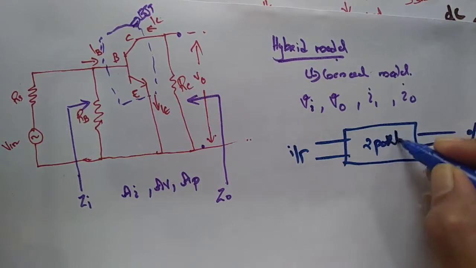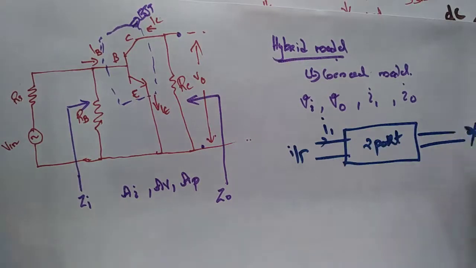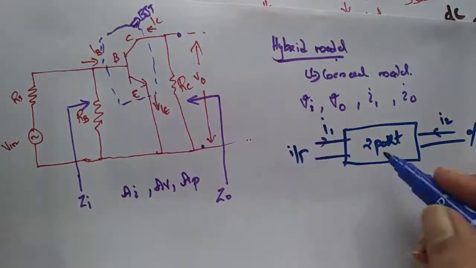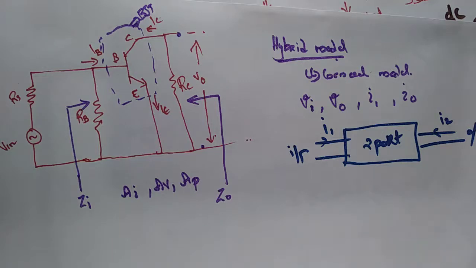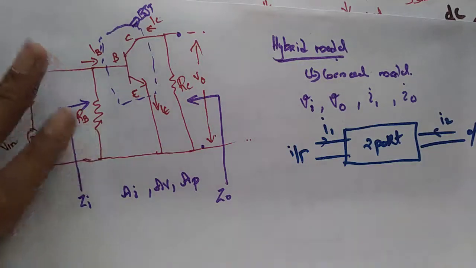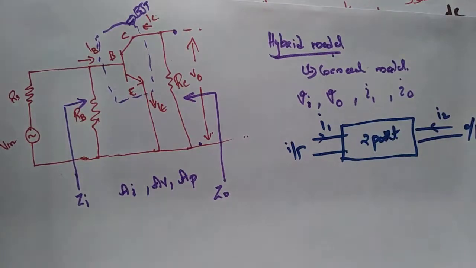The input current is Ii or I1 and the output current is I2, because here it is the collector current I2. The input voltage is Vi and the output voltage is Vo. So we are expressing it in terms of a general two-port network, and we have four parameters. In a hybrid network, we are representing dependent parameters in terms of independent parameters.